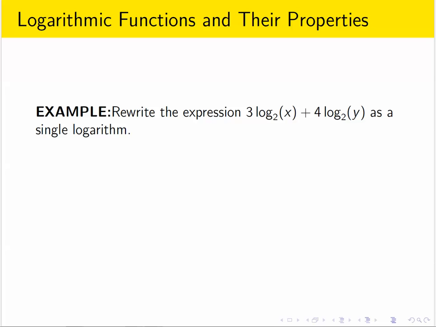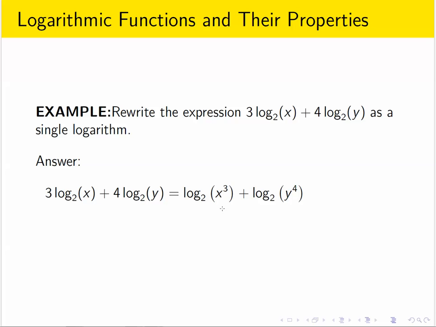If I want to write this as a single logarithm, 3 times log base 2 of x plus 4 times log base 2 of y, then the first thing I can do is use this rule, but actually I'm going to use it in the opposite direction that we just deduced it. I'm going to take this coefficient out front and move it inside, and when I move it inside, it becomes an exponent. Same with this coefficient. When I move it inside, it becomes an exponent on the y. So I get log of x cubed plus log of y to the fourth.